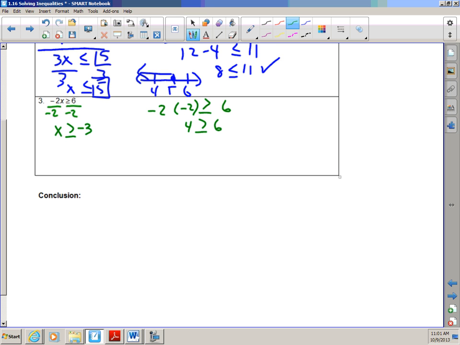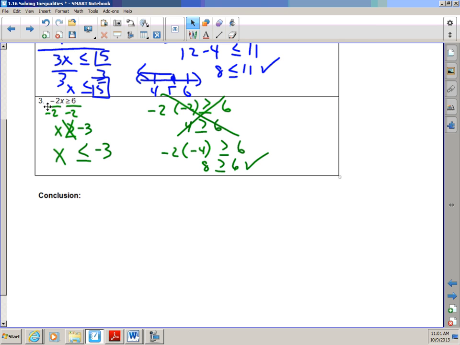Hopefully you'll notice that that is not a correct statement. If this isn't a correct statement, then that means your inequality is incorrect, which means it should look like this. Well, what's a value less than or equal to -3? -4. And you'll see now my statement is true. So, what is the thing that you have noticed here?